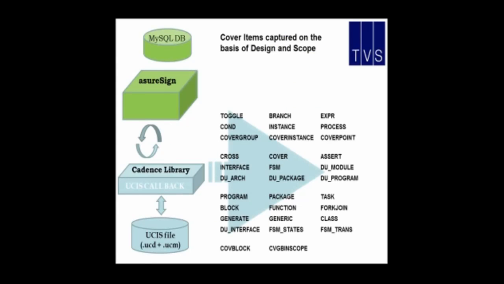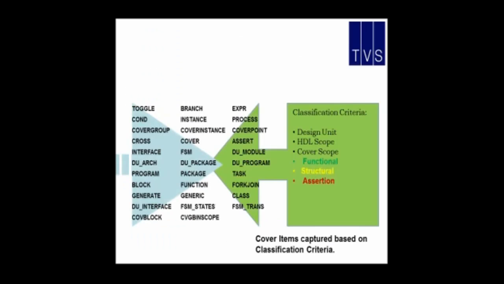So that's a type of information that we will get back from UCIS. As I say, we're using Cadence, but it would also work with Mentor, and we've had this working with Mentor as well. So that's a type of information we can get from the UCIS library. Toggle, condition, cover group, package, function, fork join. We get a lot of information, but obviously not all of that is of interest to us. So what we do within SureSign is then classify that data into what's interesting to us and what's not interesting to us. We use design unit, functional coverage, structural coverage, and assertions.